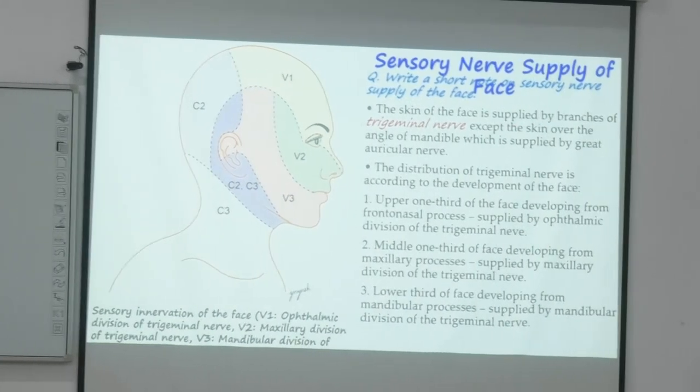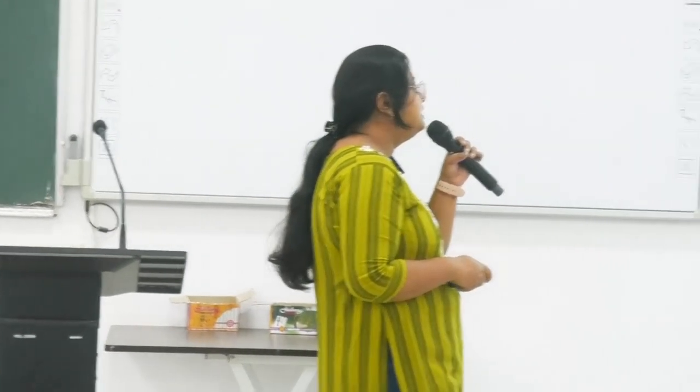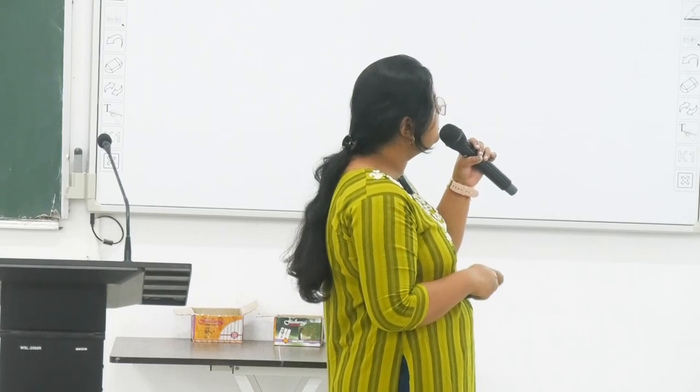This is the area supplied by the maxillary division of the trigeminal nerve. The middle part develops from the maxillary process. The lower part of the face develops from the mandibular process. The pink colored one is supplied by the mandibular division of the trigeminal nerve. And this part near the angle of the mandible, near the ear and posterior part of the temple, is supplied by the great auricular nerve, branches from the cervical plexus. Okay, next.